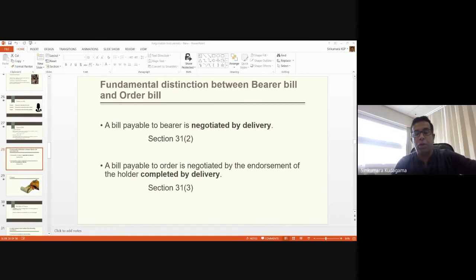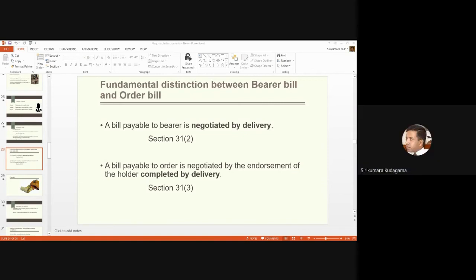Here, a bill payable to bearer is negotiated by delivery. On the other hand, a bill payable to order is negotiated by the endorsement of the holder completed by delivery. What it means is that if you have a bearer bill, you can simply give it to someone. Technically, legally, by delivery, you can complete the negotiation of a bill in legal terms.